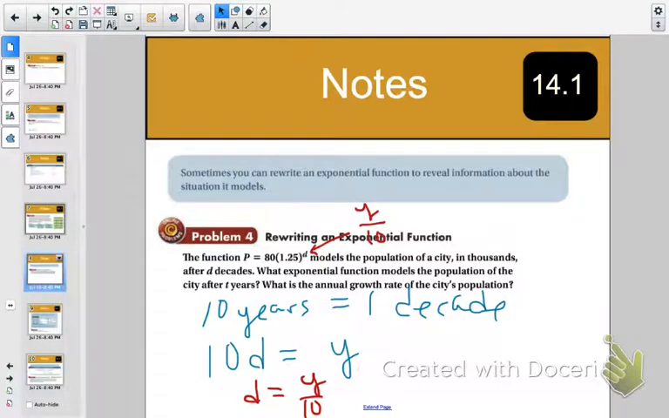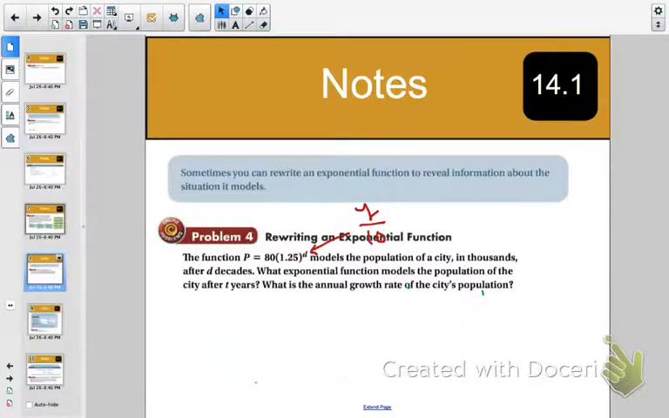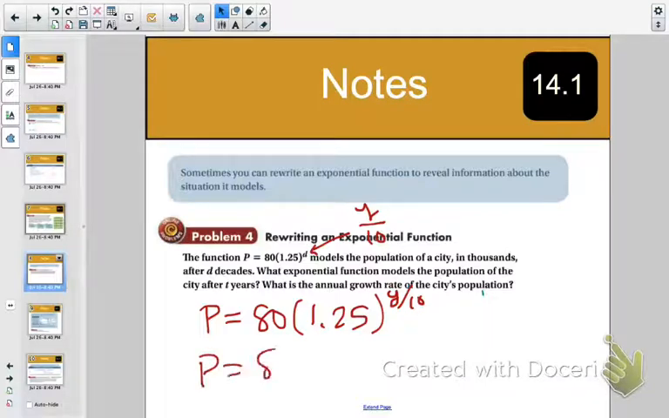Y over 10. So let's write some stuff. So your new exponential equation would be p equals 80 times 1.25. The only thing that changes is d would change to y over 10. So now we're looking at years instead of decades. Okay, so that would be the exponential equation. And then it doesn't quite look the same because it has that divided by 10. So because of the laws of exponents, we can actually write this as p equals 80 times 1.25.